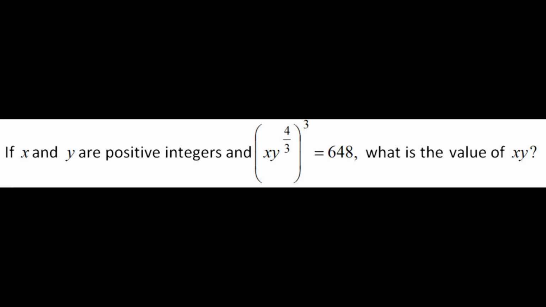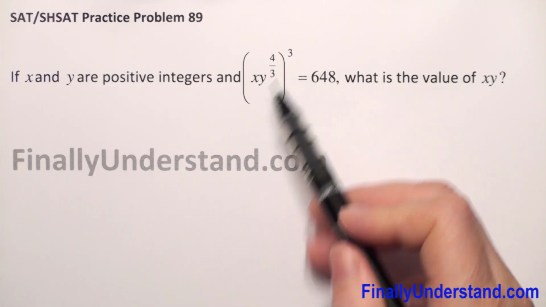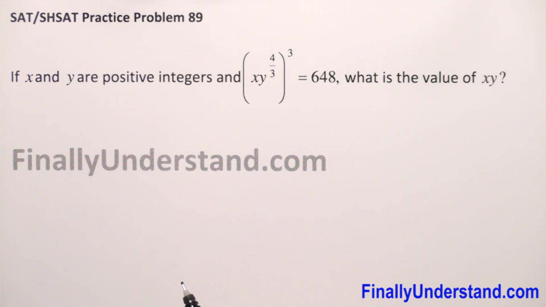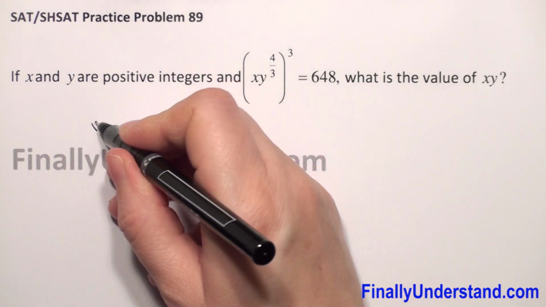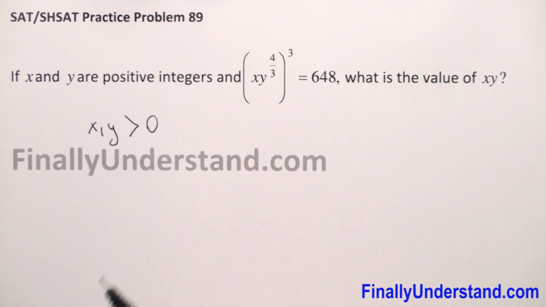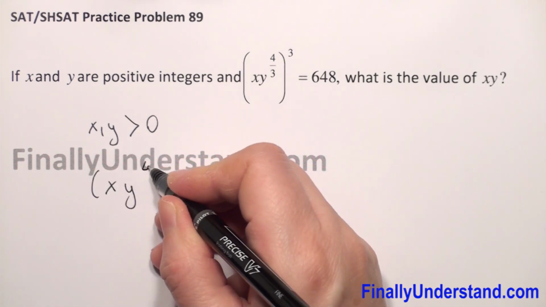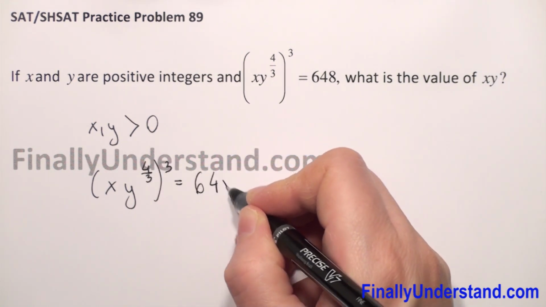If x and y are positive integers and (x times y to the power 4/3) to the third power is 648, what is the value of xy? So let's see what we have given here. We have that x and y are positive integers, so greater than 0. We have that (x times y to the power 4/3) to the power 3 is 648.